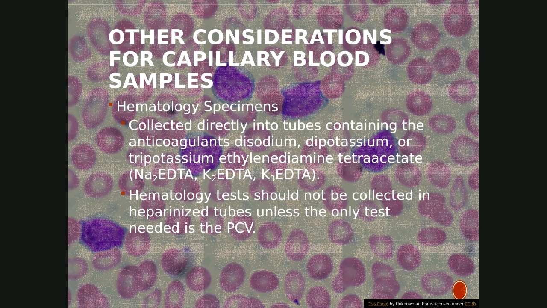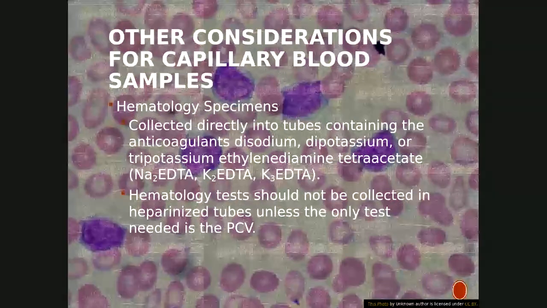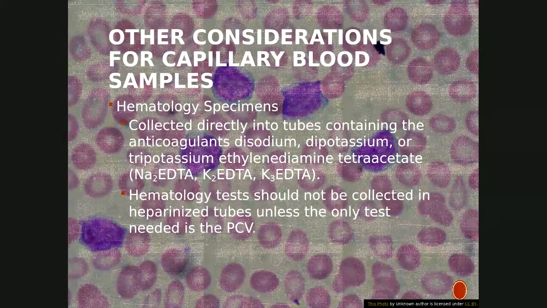Hematology specimens are collected directly into tubes containing the anticoagulants disodium, dipotassium, or tripotassium ethylene diamine tetraacetate. We refer to it as K2-EDTA. It's the most common one we see in our test tubes. Hematology tests should not be collected in heparinized tubes unless the only test needed is a PCV.